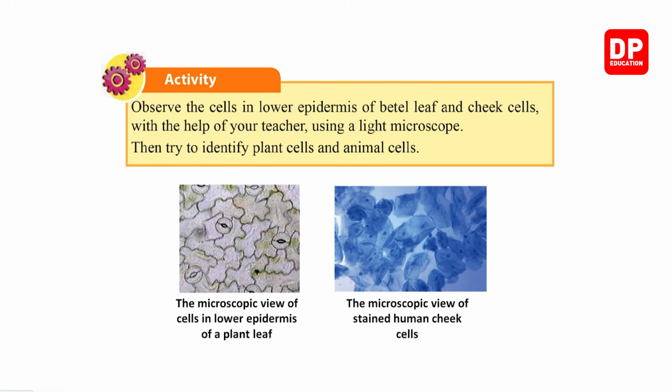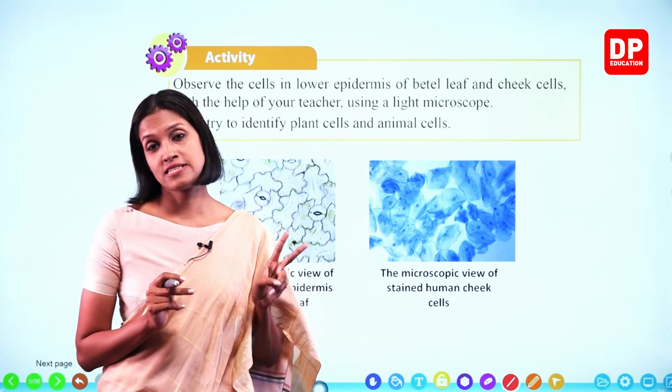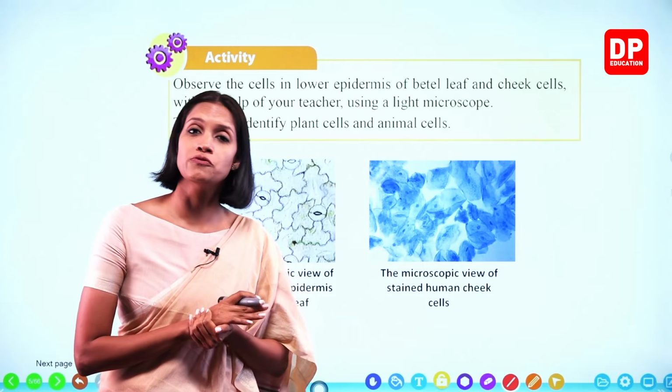Right, we have an activity to do. This type of activity we have done even before under the microscope lesson. Even last year we observed certain cells. Okay, observe the cells in the lower epidermis of a betel leaf. What is the meaning of lower epidermis? When you consider a plant leaf, it has two surfaces, right? Its upper surface and lower surface.